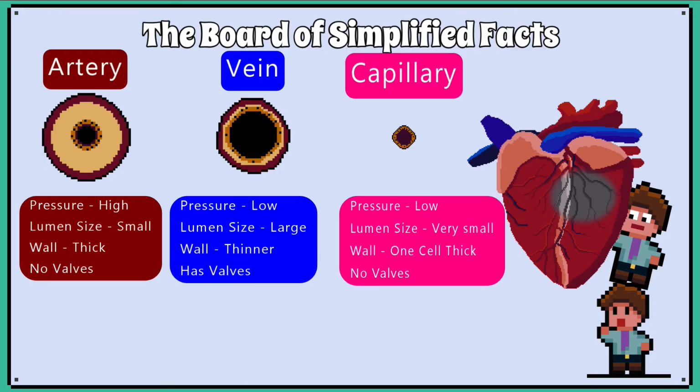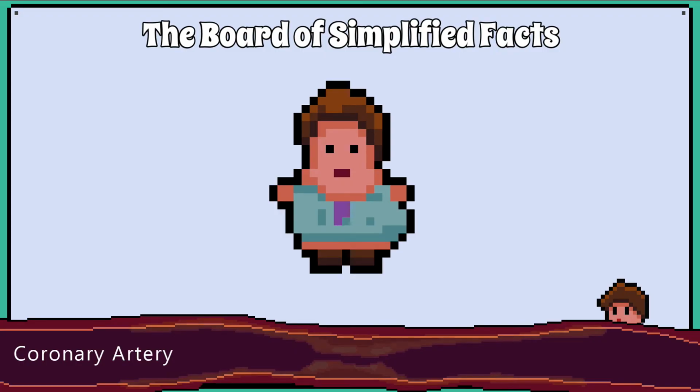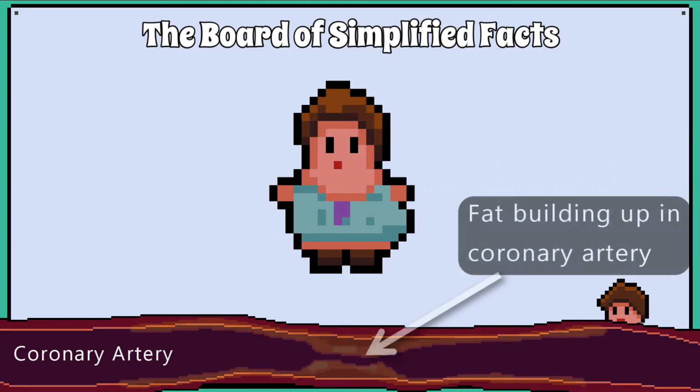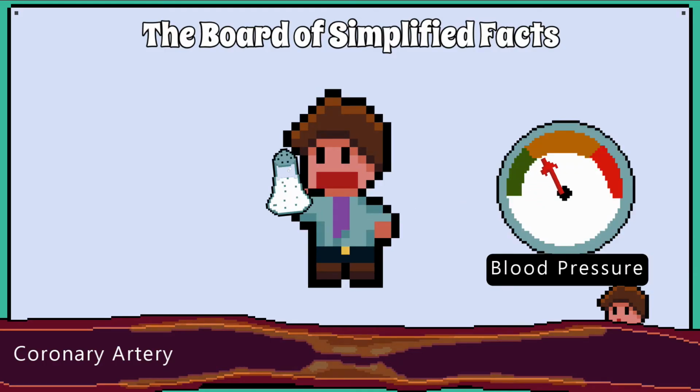The risk factors for cardiovascular disease are as follows. If someone has too much fat in their diet, they may find they have high blood cholesterol and more fat deposited in their blood vessels. If someone consumes too much salt, this can lead to them having a higher blood pressure.